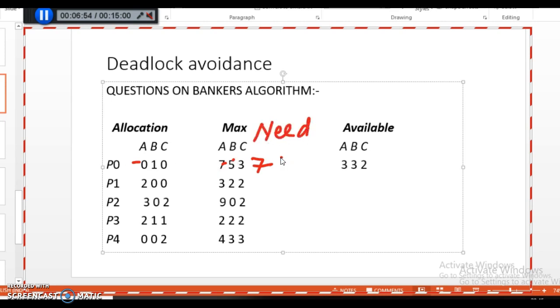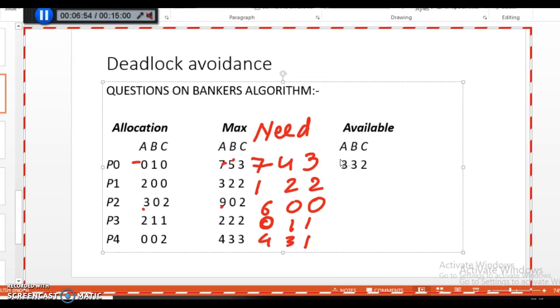5 minus 1, that is 4. 3 minus 0, that is 3. 3 minus 2, that is 1. 2 minus 0, that is 2. 2 minus 0, that is 2. 9 minus 3, that is I think 6. 0 0, and 2 minus 2 is 0. 2 minus 1 is 1. 2 minus 1 is 1. 4 minus 0 is 4. 3 minus 0 is 3. 3 minus 0. So this is the need matrix.